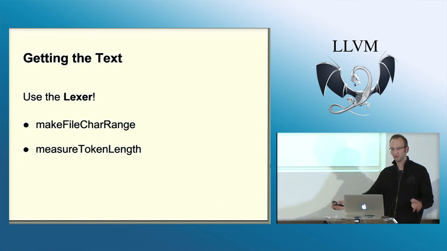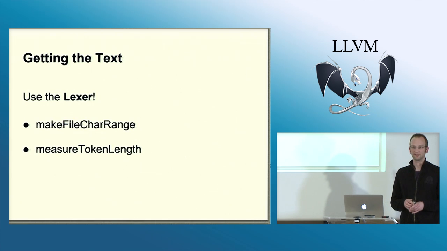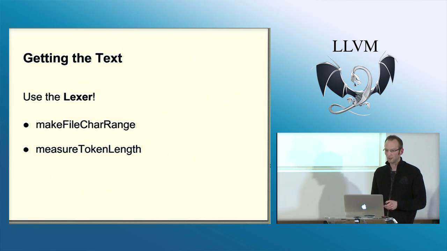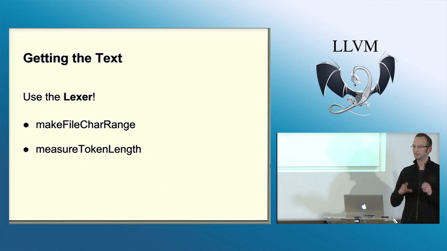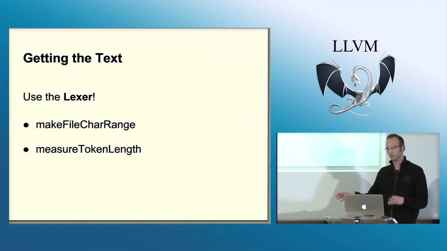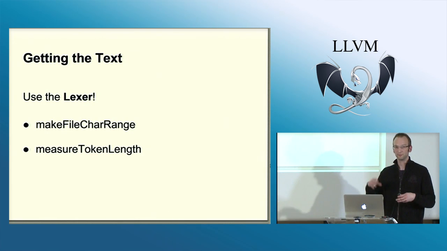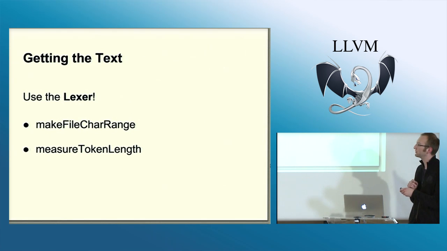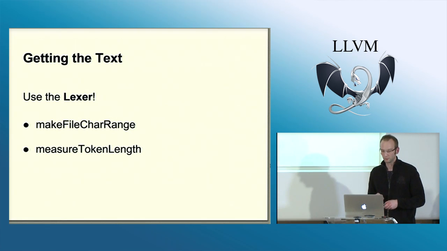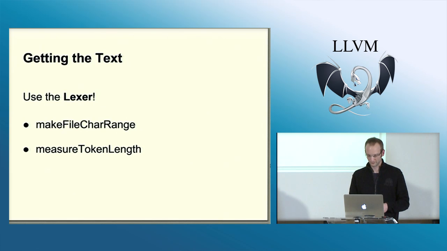So if you want the end location of something, you have to measure the token length, and you need the Lexer for that. There are also other ways to get the text, and everybody seems to run into the same problems there, because you can get the text right from the source manager without doing any of the cool stuff that makeFileCharRange does, and you will just run into problems.